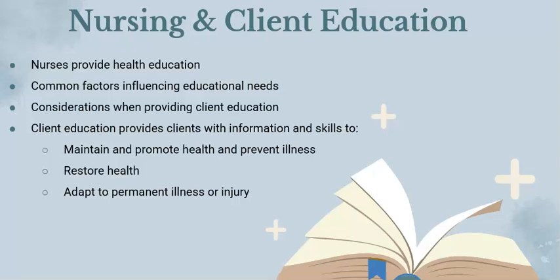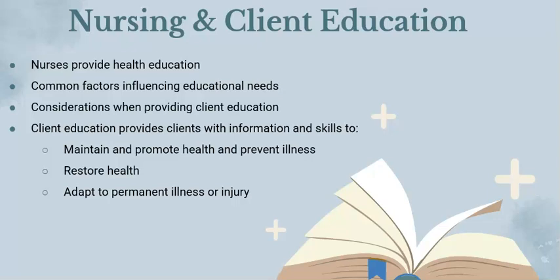So, some common factors influencing educational needs include health education level, their socioeconomic status, their culture, maybe their family influences. When you think about providing that education, if their educational level is not high enough and you provide them with, say, pamphlets or brochures, and they can't read those brochures, that is a problem.